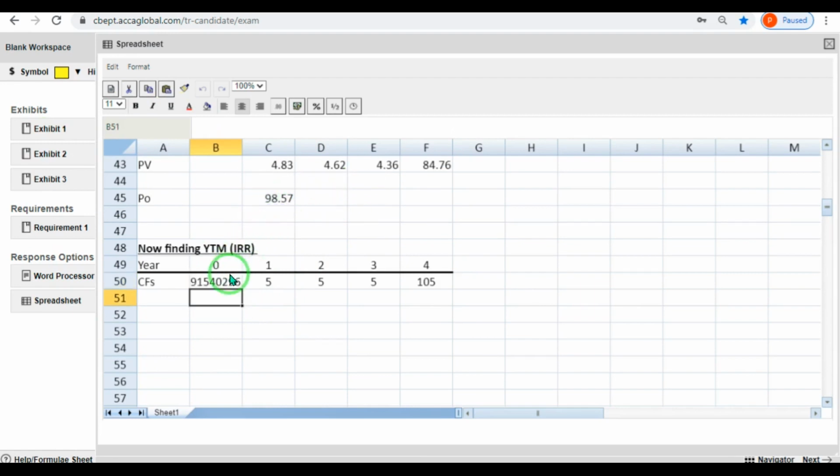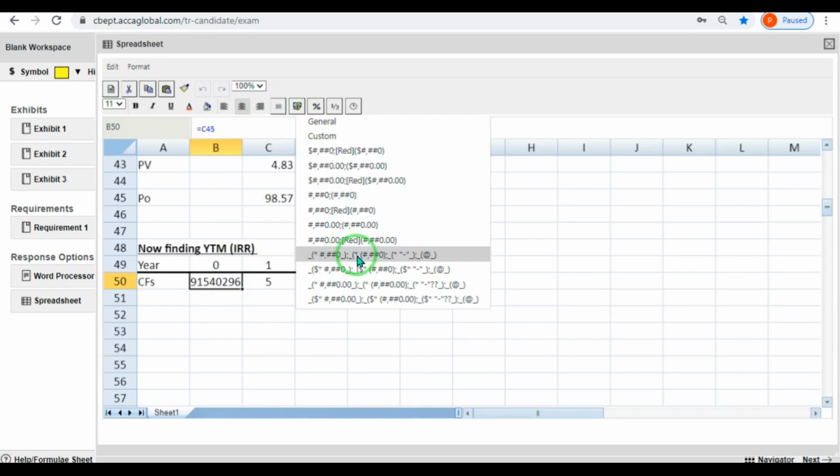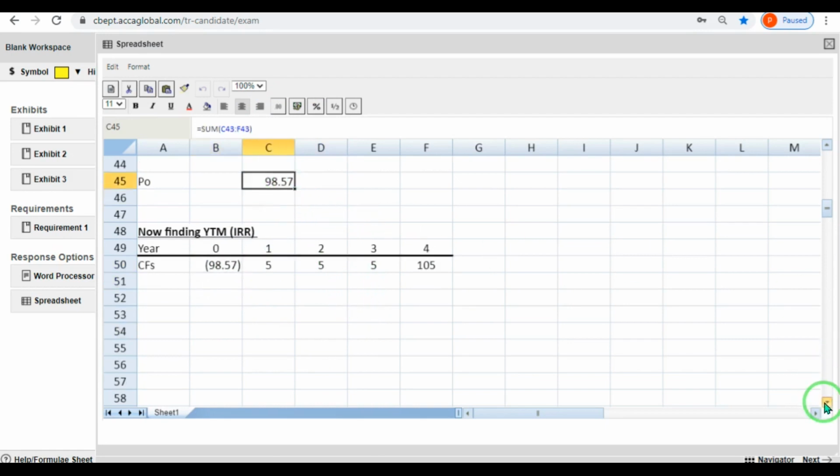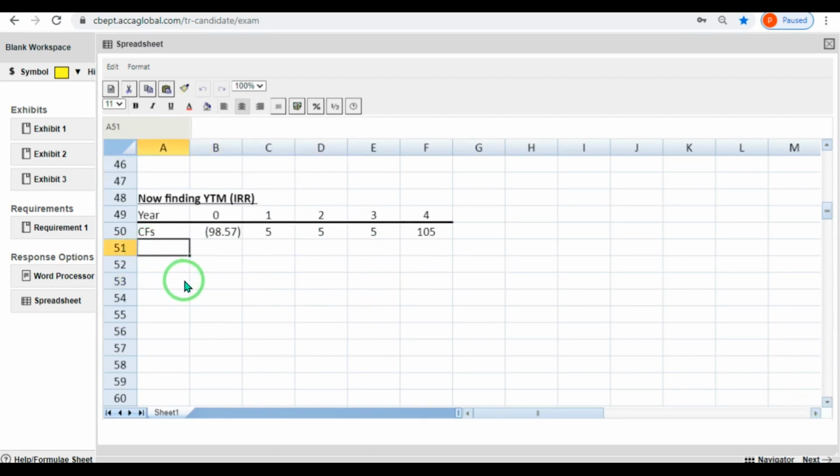I'm going to get it here, let's make it 2 decimals. By the way, I should put negative there. So I will choose this one. Is that okay? And I want to make sure it's negative. So I'll put negative 98.57. Is that okay? 98.57. And I will find the yield to maturity. So let's call it YTM using the IRR function.